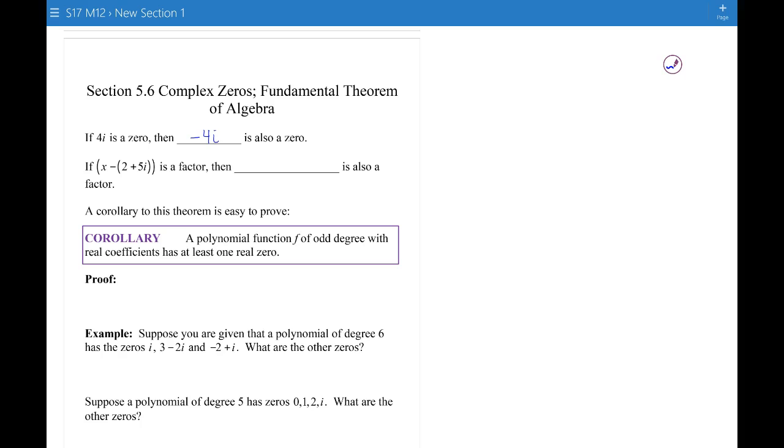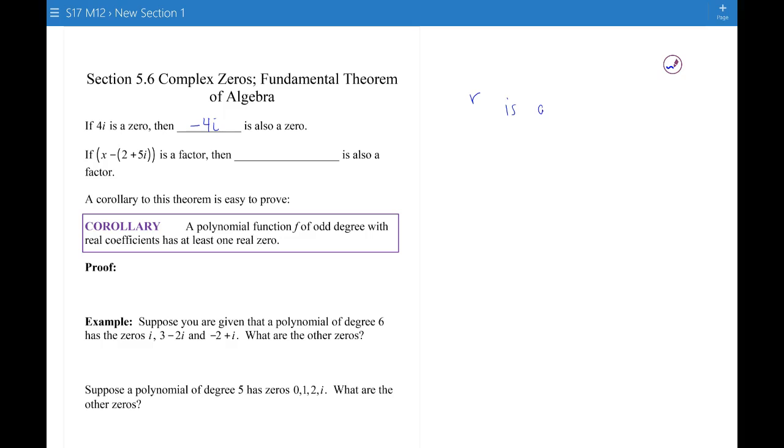So let's look at this. This is switching now from zeros to factors. So remember, if r is a zero, then x minus r is a factor. So if 2 plus 5i is a zero, so this part is the zero, now I have x minus the zero as a factor, then x minus 2 minus 5i, the complex conjugate, is also a factor. So there's a corollary to this theorem.